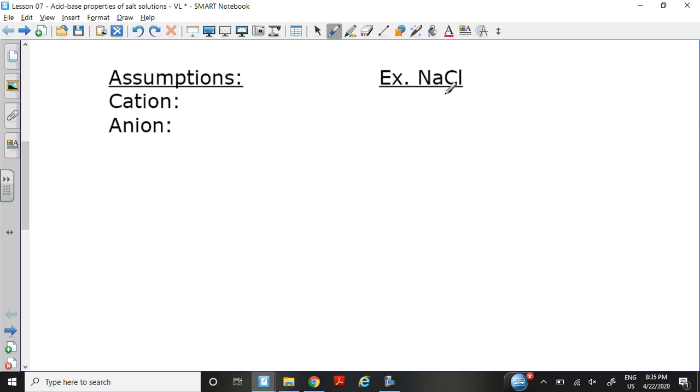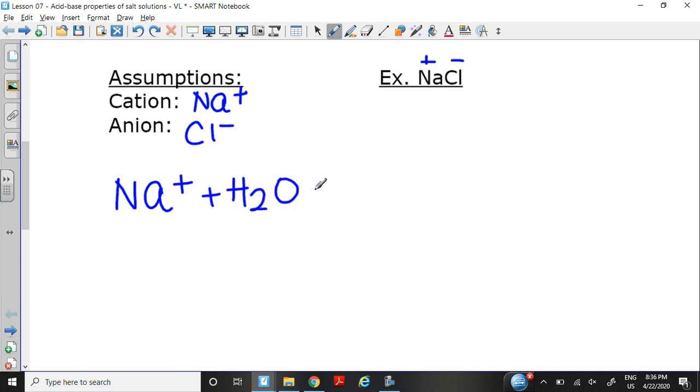So we're going to start off with sodium chloride. Here, our positive ion is always the first ion, sodium, and the negative ion is the second one, our chloride ion. So here we want to take note, cation is positive sodium, and the anion is negative chloride. We're going to look at each of them separately and write down a theoretical reaction on paper. What if they were to interact with water?